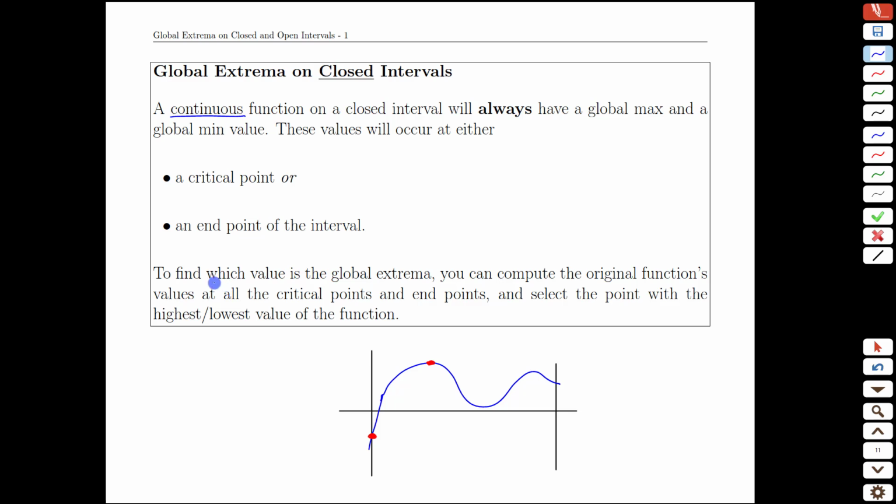And the process is straightforward. To find out where your global max and min are, you find all the critical points. So in this case here, we would identify the critical points here, here, and here. We would find the endpoints. Those are built into the interval.